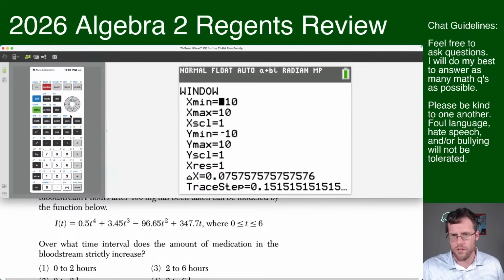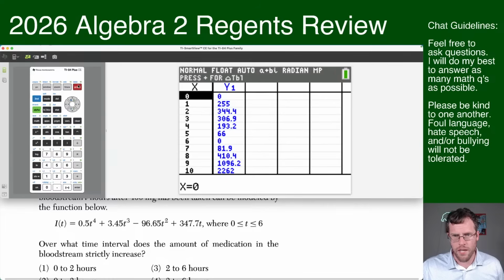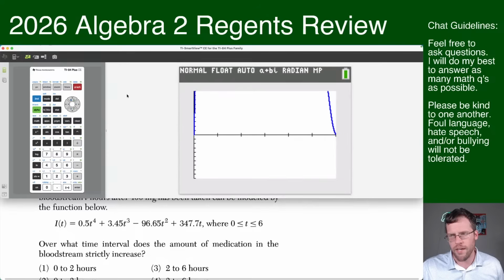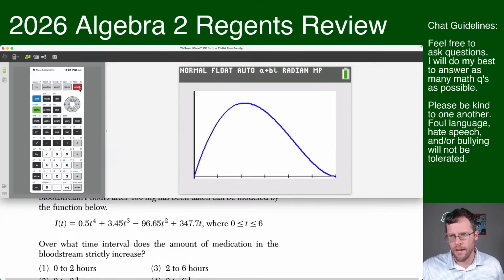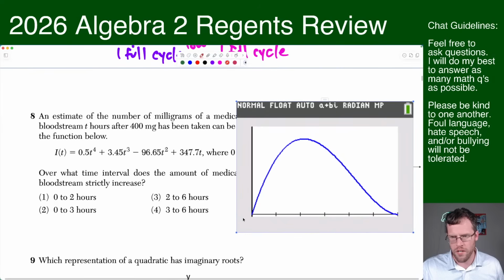So watch this. Go to window, clear out the x minimum and put 0. X maximum, go to this. And then you could go to the table, second graph. And notice, see how it's going way up to like 344.4? If I press graph, I can't see anything. But if I make my y maximum go up to like, let's say 400, now everything is very obvious, okay? And just from this alone, we could answer the question.